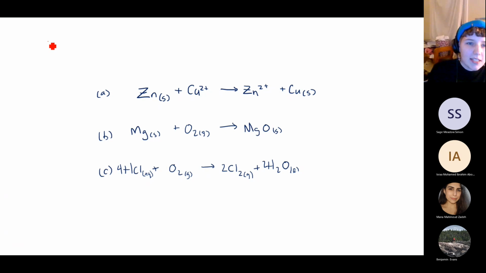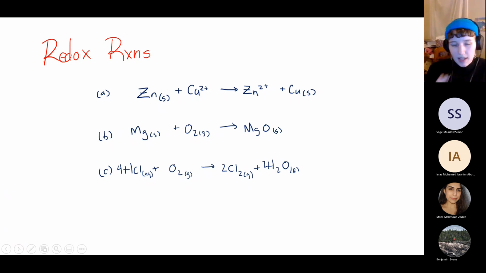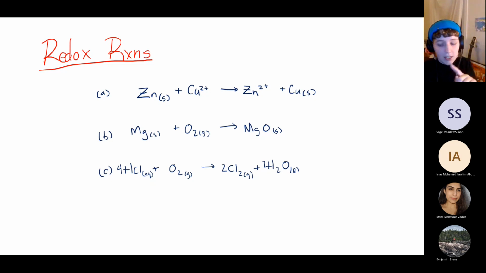Okay, so this is redox reactions. I just told you that, but there is a way for you to check if they are redox reactions. But you'll get practice with that eventually. So basically what I want you to do with this stuff is tell me what is being reduced and what is being oxidized. And then I want you to tell me what the reducing agent and the oxidizing agent is.